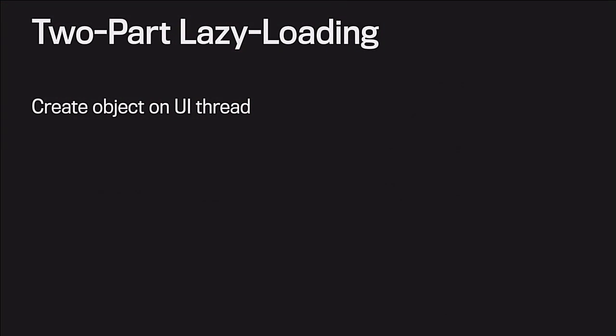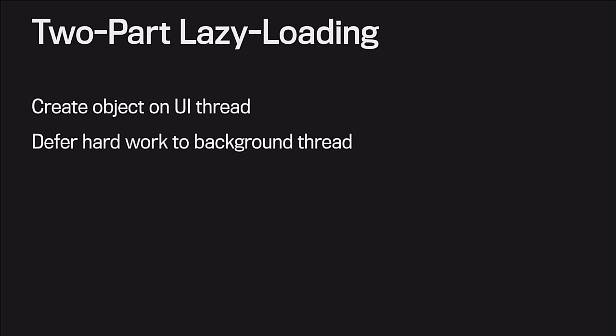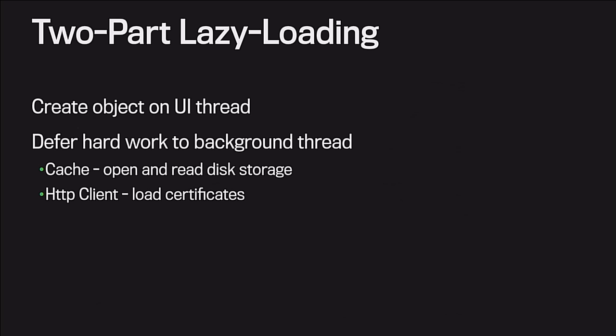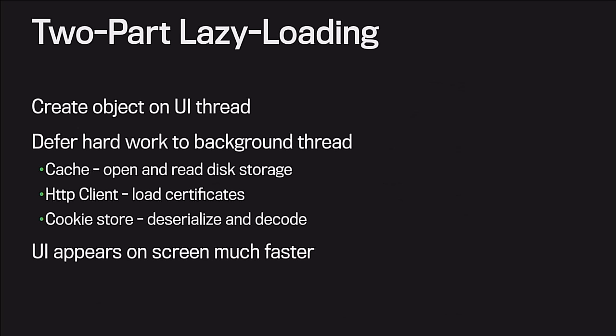So what we do is we create the object on the UI thread. We create the object enough so that its public API is intact and any developer can use it. And then we defer the hard work to a background thread. So in the case of the cache, this is opening and reading from disk storage. For the HTTP client, loading certificates off the disk to be able to do SSL, cookie store, deserializing cookies. And that basically makes the UI appear on screen much faster. We're deferring hard work till later, but we didn't mess up the programming model of having these nice, simple singletons around our app.